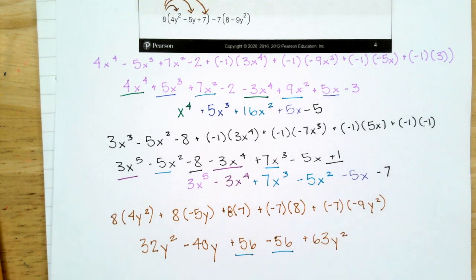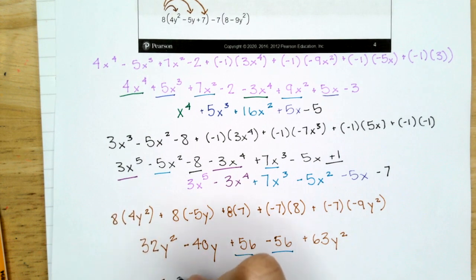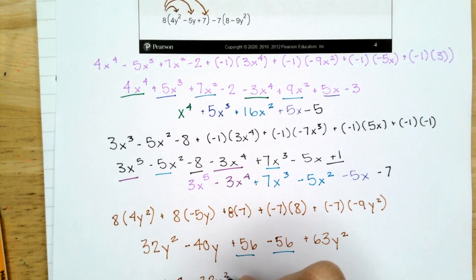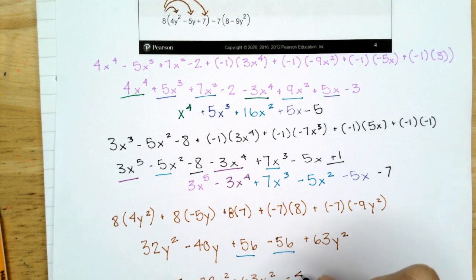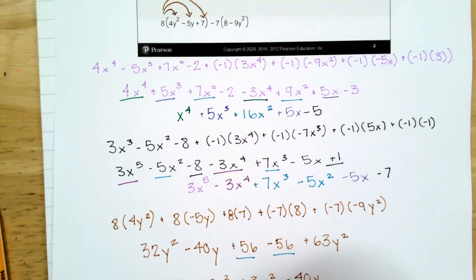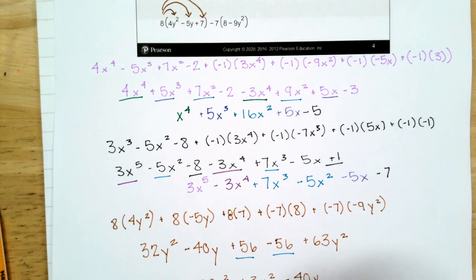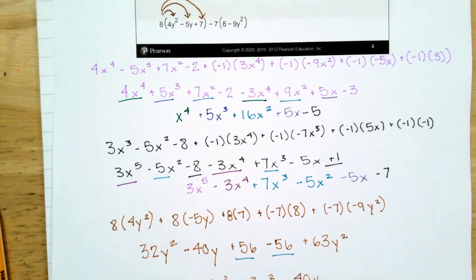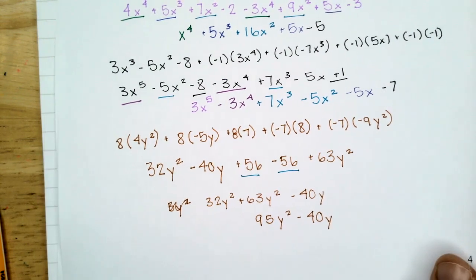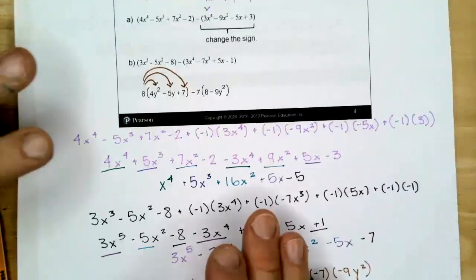56 minus 56 will cancel itself out. 32y squared plus 63y squared minus 40y. 32 plus 63 is 95y squared minus 40y. So we have simplified it as much as we can. Oh, I'm sorry, you couldn't see that either. Okay. We distributed.